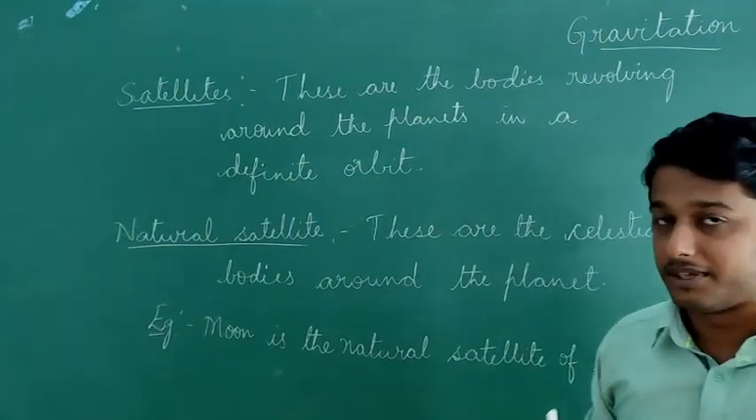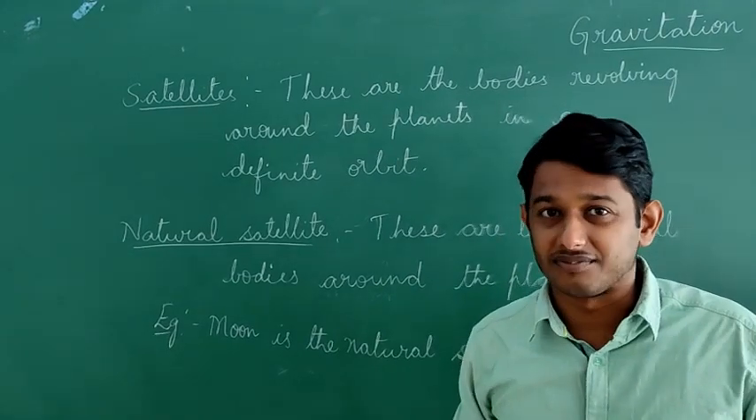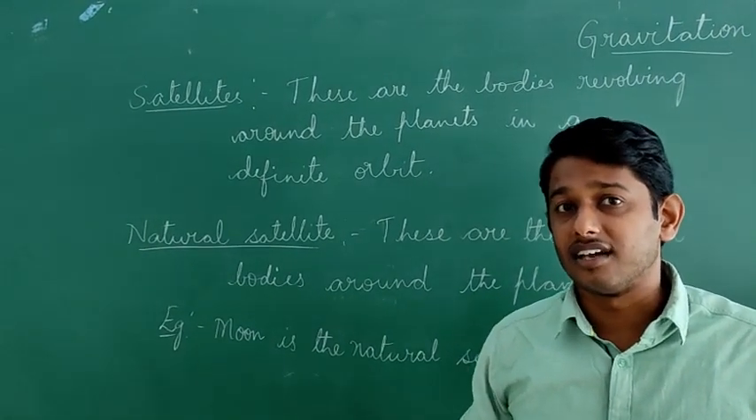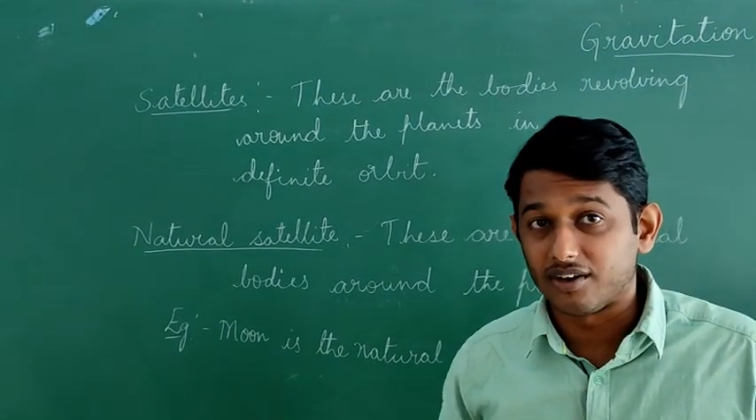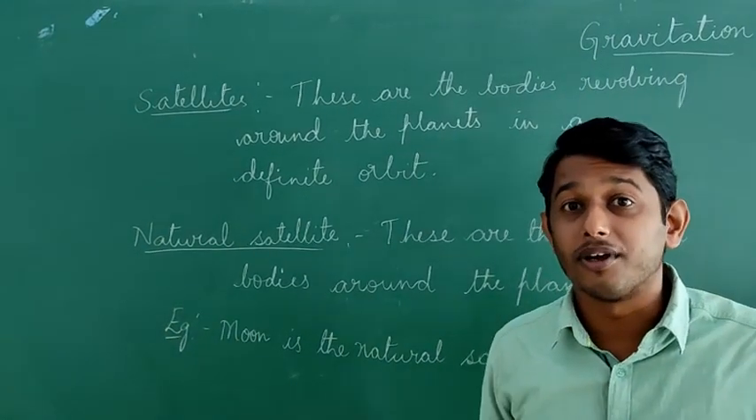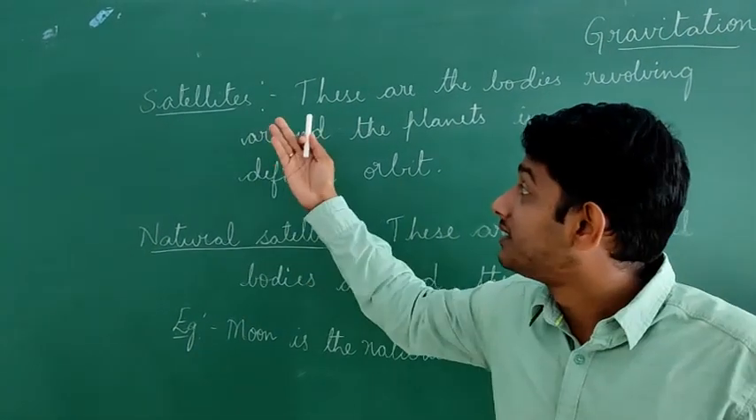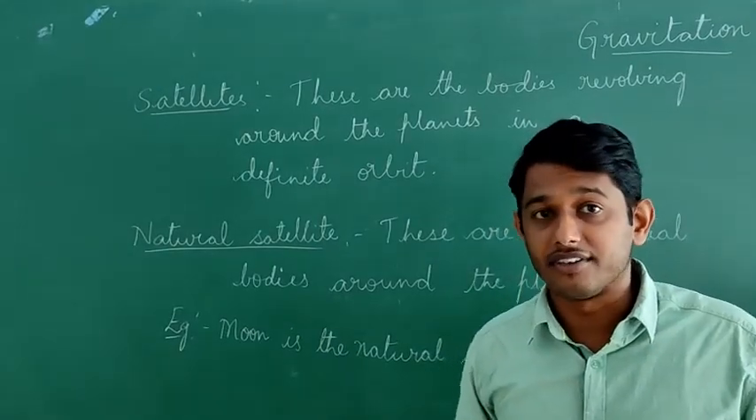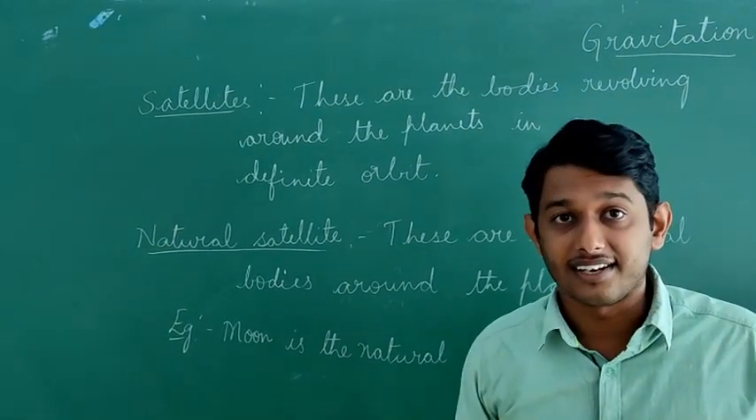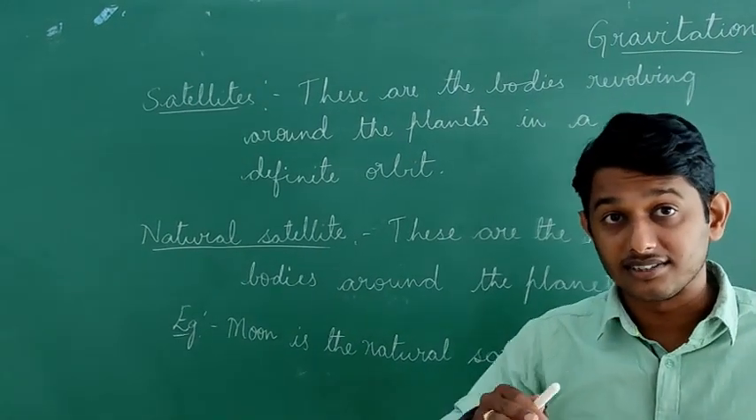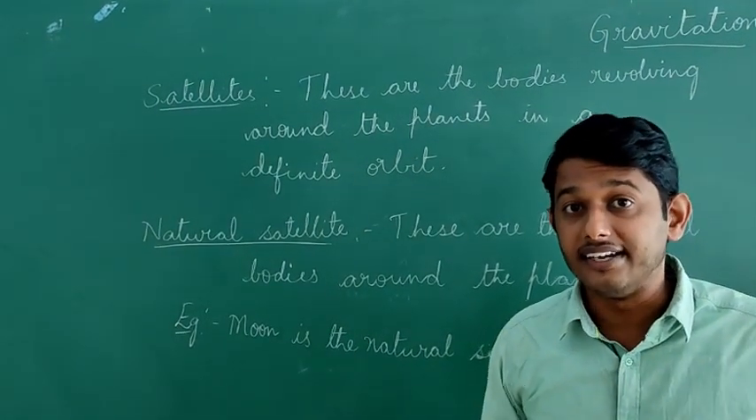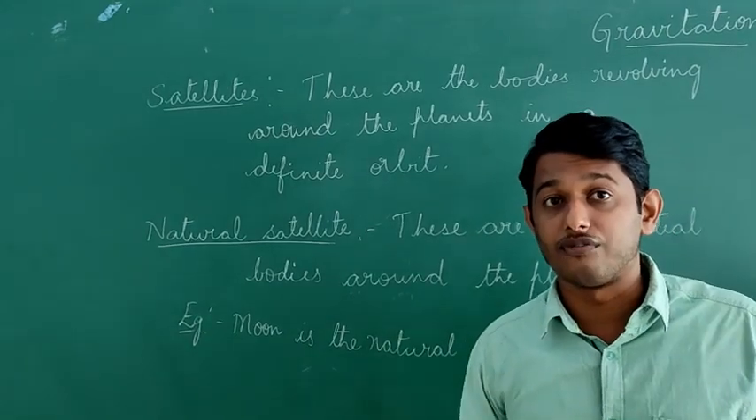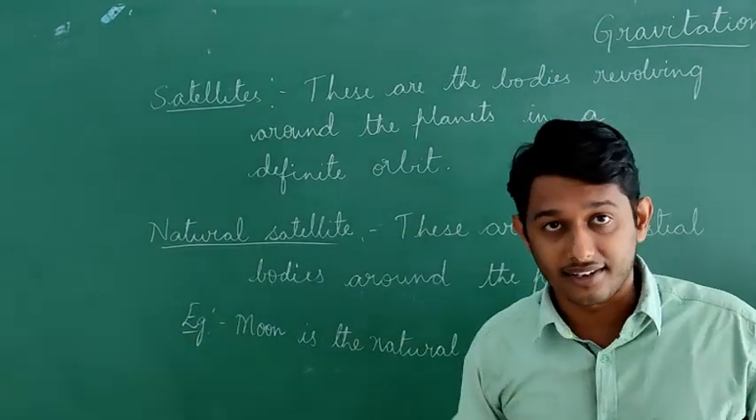So you might ask me, could any rock that orbits around a planet be called a satellite? It's not in that way. Everything cannot be called a satellite. But there are certain criteria that an object should follow to become a satellite.